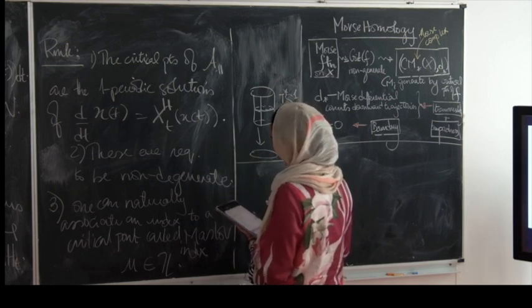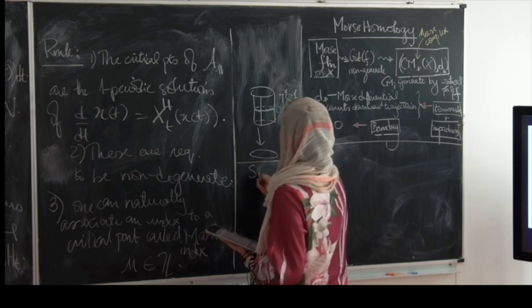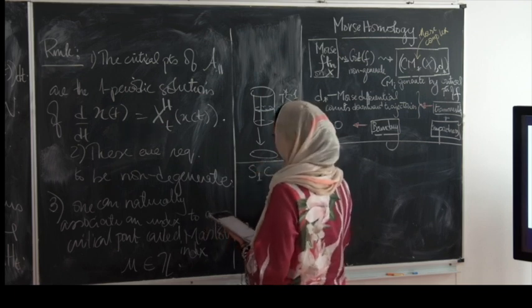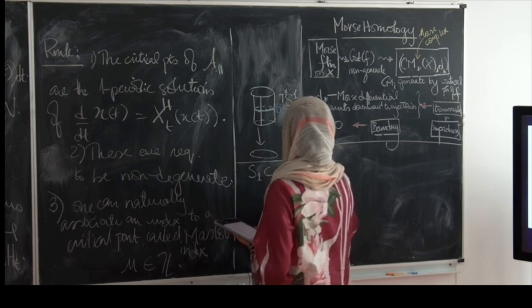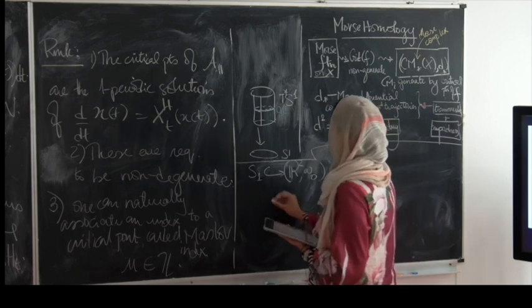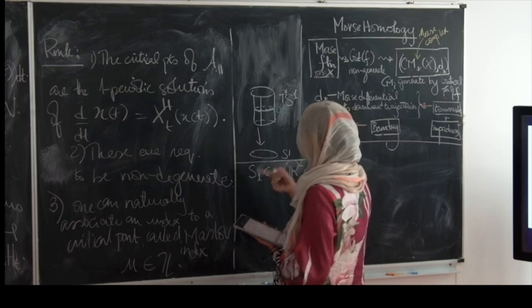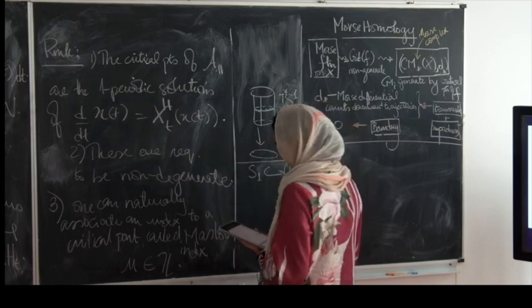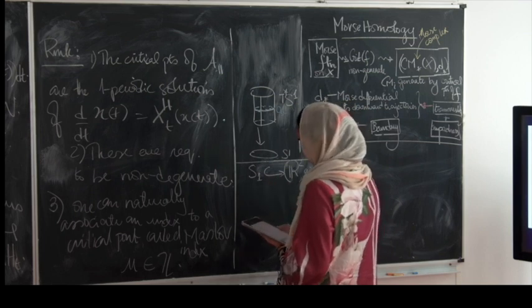So for example, if you have S1, that's a Lagrangian inside R2 with the standard symplectic form. It's one dimensional, and this is an isotropic subspace, a maximal isotropic subspace. So this is Lagrangian inside R2.